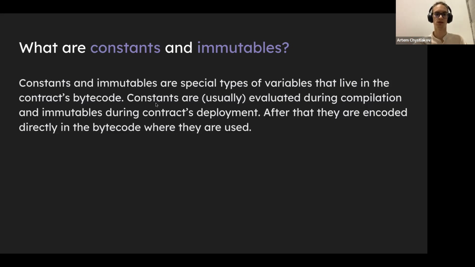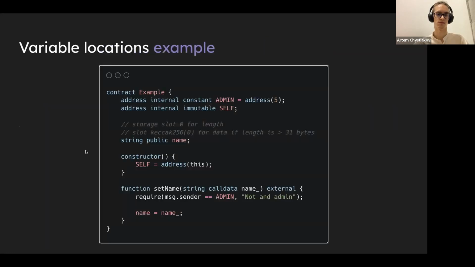And immutables are sort of the same, but instead of evaluation during compilation, they are evaluated during contract deployment. So when the constructor is run. And then they are also placed directly in the bytecode where they are read from the functions. So yeah, let's hop onto the example.